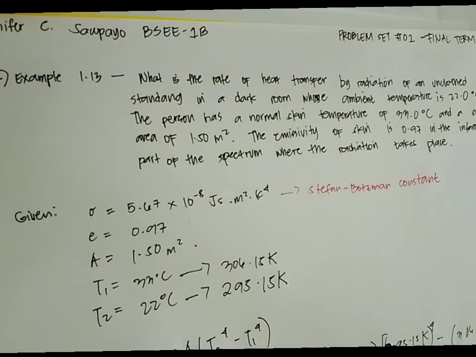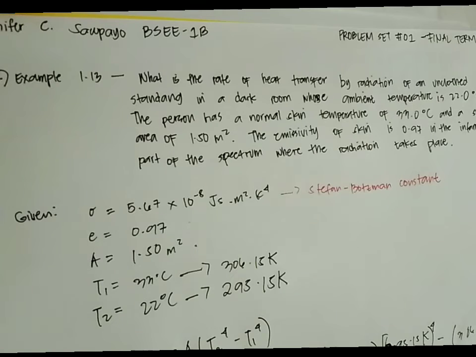So, example 1.13. What is the rate of heat transfer by radiation of an unclothed person standing in a dark room whose ambient temperature is 22.0 degrees Celsius? The person has a normal skin temperature of 33.0 degrees Celsius and a surface area of 1.50 square meters. The emissivity of skin is 0.97 in the infrared, the part of the spectrum where the radiation takes place.